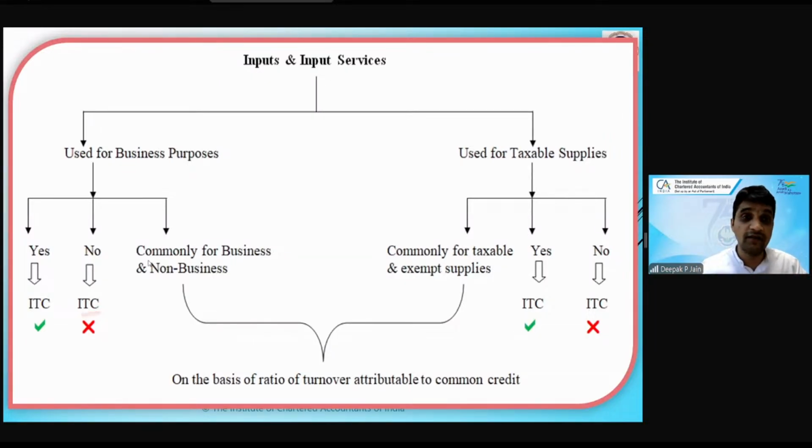available. But if one input is commonly used for business and non-business, like there is a proprietor who has a house. In half of the house, there is a wall and he is using it for his office purposes and half for his personal purposes. And he's paying commercial rent. The supplier, the landlord, is charging him GST. So it is a common place and GST will be charged on everything, 50% used for business and 50% not used for business.